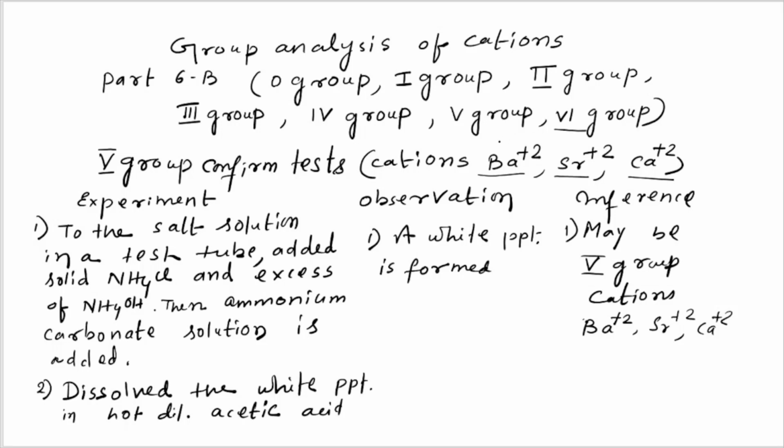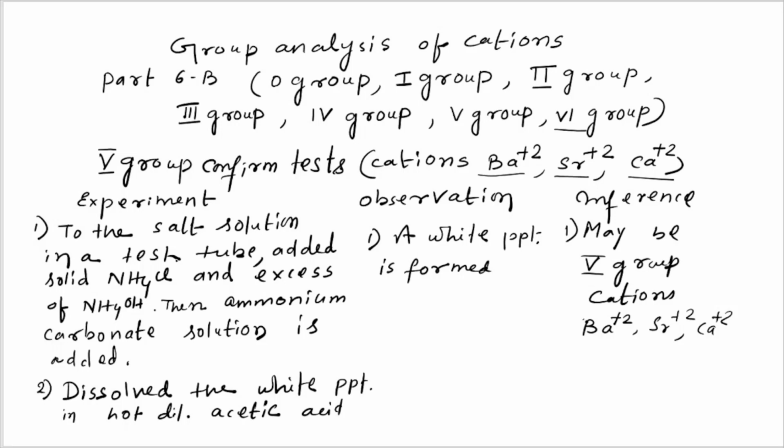So in this part 6B, I am going to explain the confirmed tests for Ba plus 2, Sr plus 2 and Ca plus 2, whether they are present or not. Any one of them may be present. How can you know whether the 5th group is present or not?